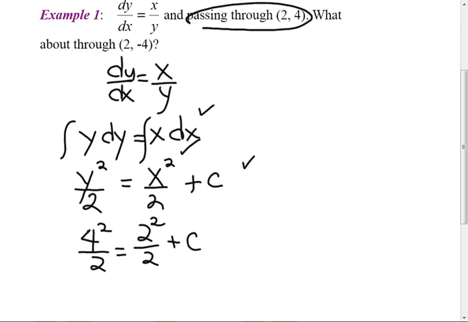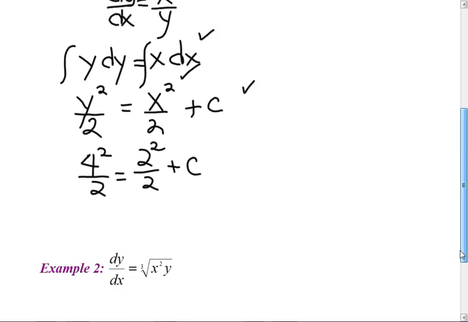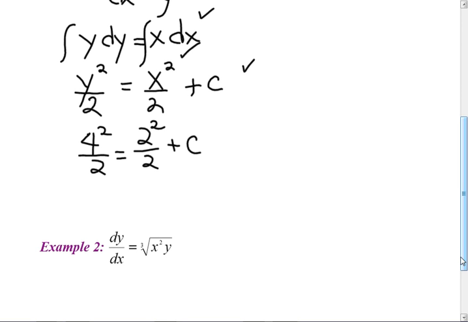I could have a c here and a c there, but I'm going to put all my constants together and put them on the other side. I don't know what they are separately, but I do know what they add up to. It doesn't matter. It's arbitrary. Okay, what's this answer? 4 squared over 2. 8. 16 halves is 8. And this is 4 halves, so it's 2 plus c. What's c equal to?